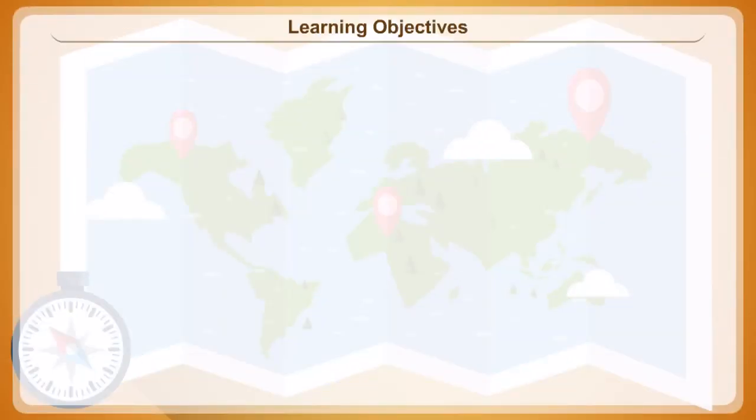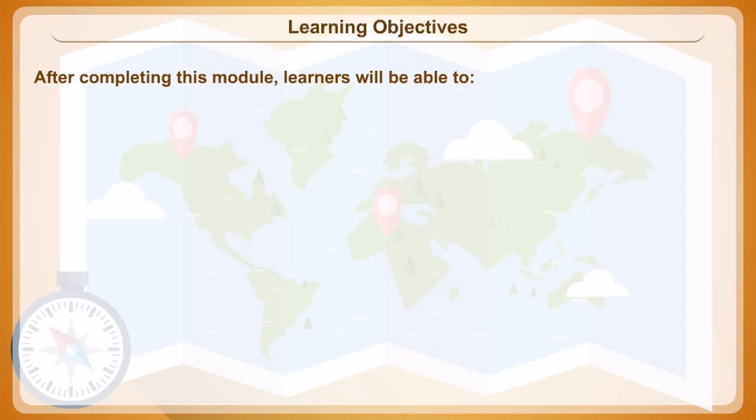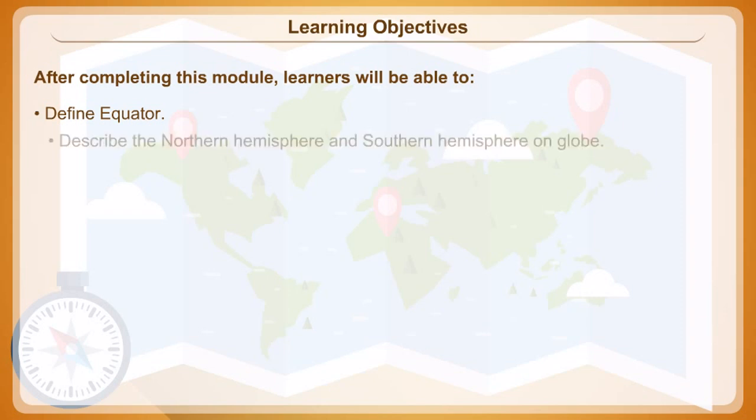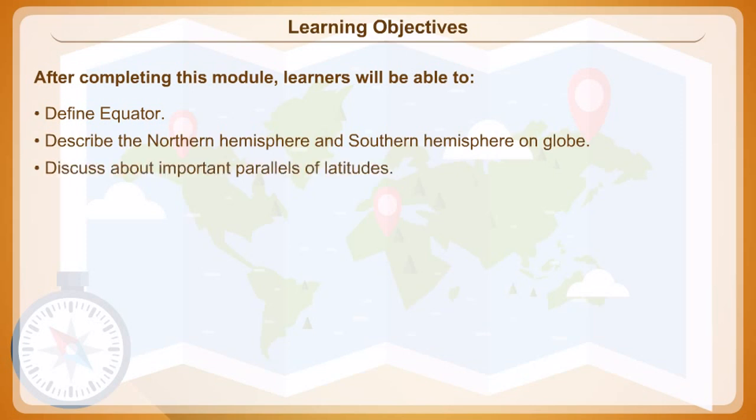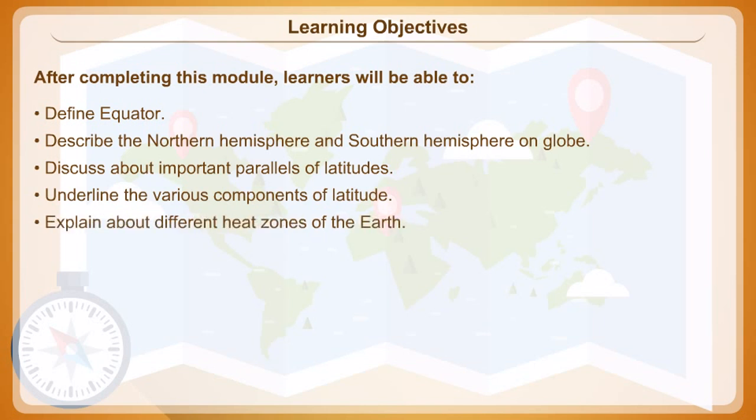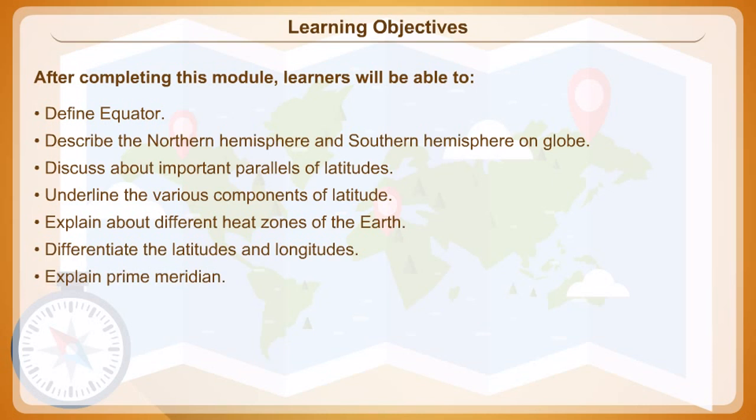Learning objectives. After completing this module, learners will be able to define equator, describe the northern hemisphere and southern hemisphere on globe, discuss important parallels of latitudes, underline the various components of latitude, explain different heat zones of the earth, differentiate the latitudes and longitudes, explain prime meridian, and discuss the importance of standard time.